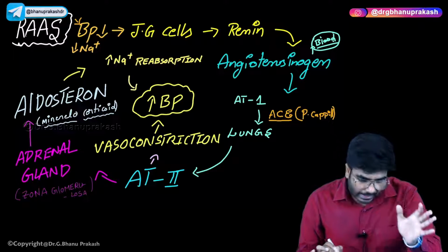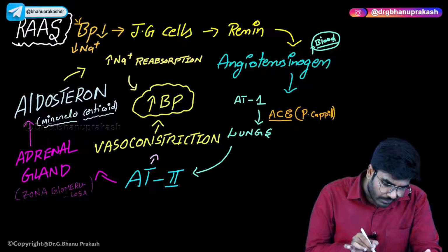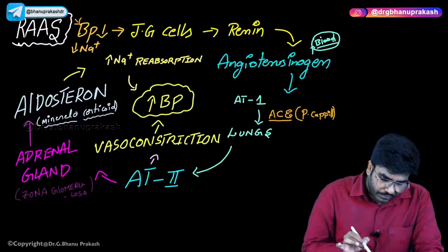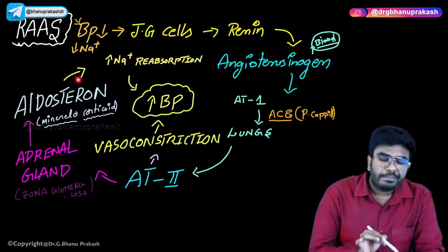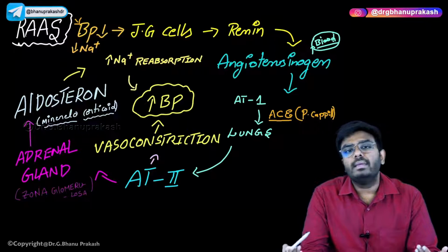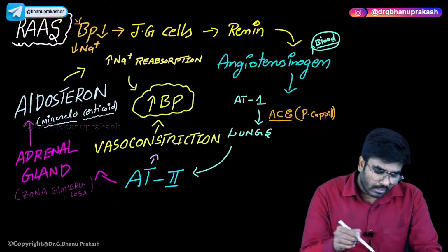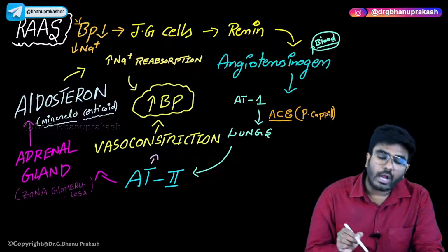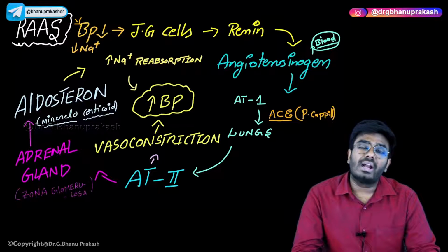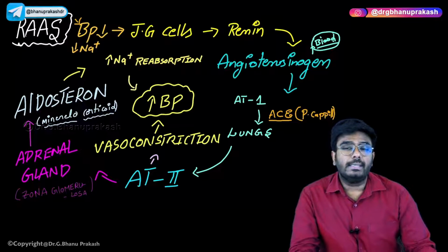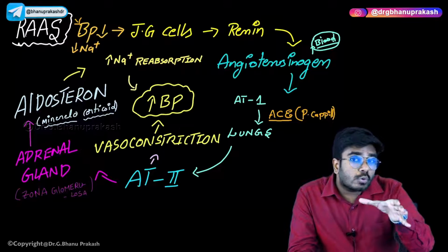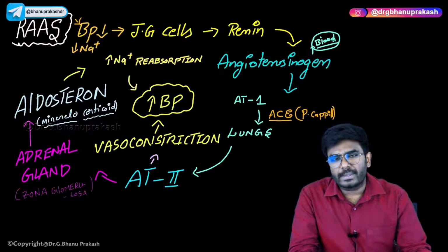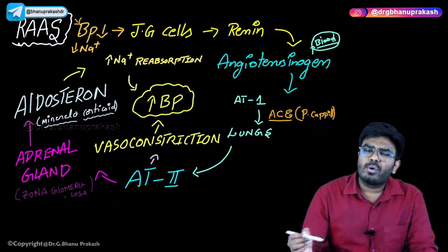Which part of the adrenal gland? Zona glomerulosa. Okay, it acts on the zona glomerulosa. Now what happens? Now aldosterone is going to be produced and released out of the adrenal gland. Now this aldosterone, which is a steroid, is a mineralocorticoid. Okay, aldosterone is a mineralocorticoid. What do I mean by mineralocorticoid? See, it's a steroid hormone which is associated with mineral metabolism, I should say. So what is that mineral metabolism, sir?